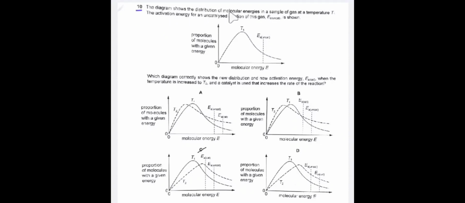Question number 10. The diagram shows the distribution of molar energies in a sample of gas at temperature T1. So this is for the temperature T1, and this is the proportion of gas with the given energy, and this is the energy. So this is basically the number of moles of gas, and this is the energy. The activation energy of an uncatalyzed reaction of the gas is EA. So this is the activation energy when no catalyst is used. Which diagram correctly shows the new distribution and the new activation energy when the temperature is increased to T2 and the catalyst is used, that increases the rate of the reaction? So what is the distribution when temperature increases?